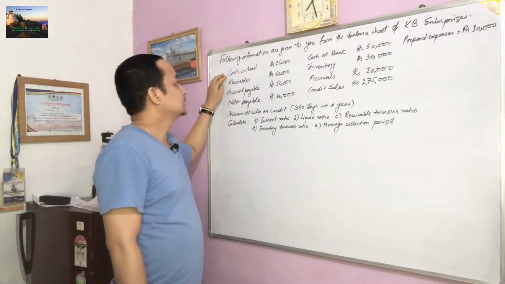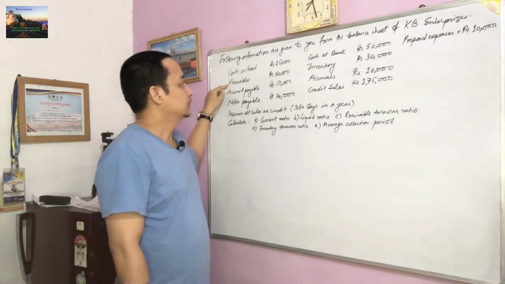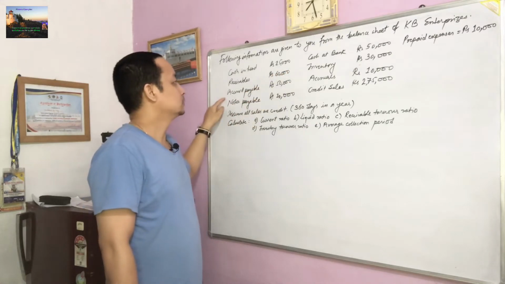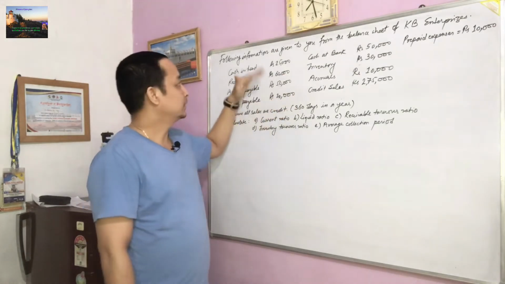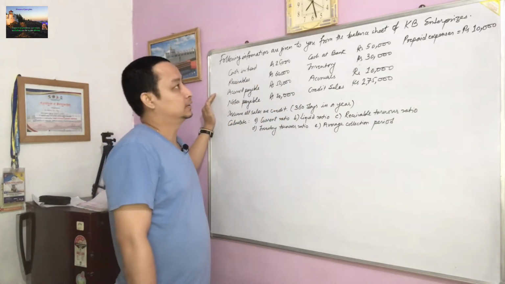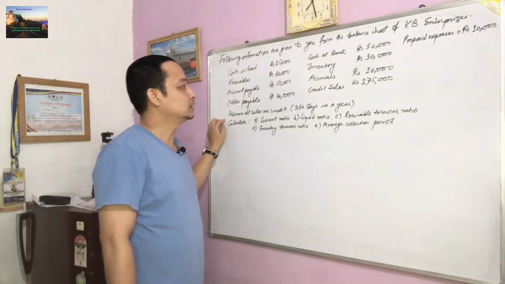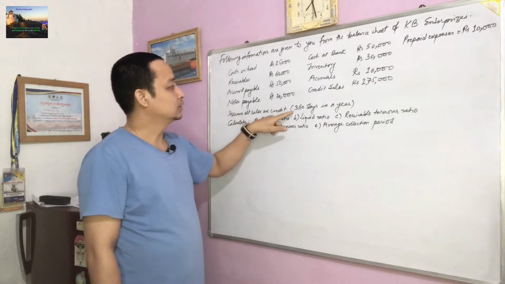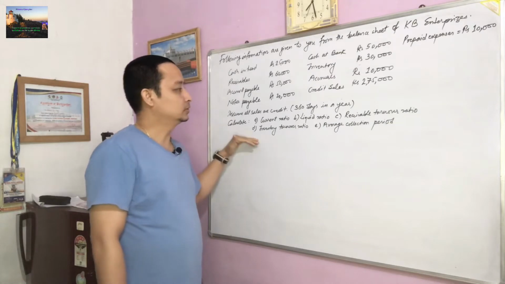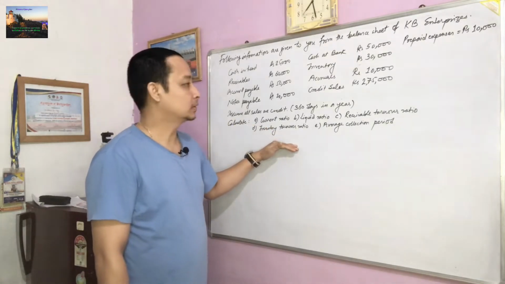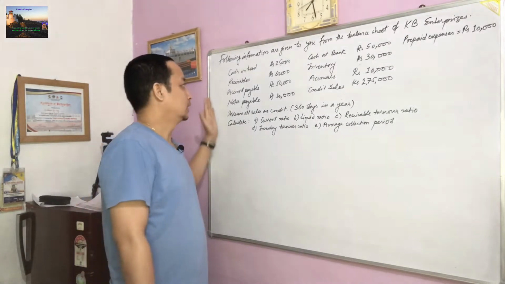So you can see cash in hand, cash at bank, prepaid expenses, receivable, inventory, accounts payable, accruals, notes payable, credit sales are given. A different piece of information related with this KB Enterprises is given here, and assume all sales are credit. So all sales which is given here, it's given credit sales. So here 360 days in a year, and you have to find current ratio, liquid ratio, receivable turnover ratio, inventory turnover ratio, average collection period. So this is the question.